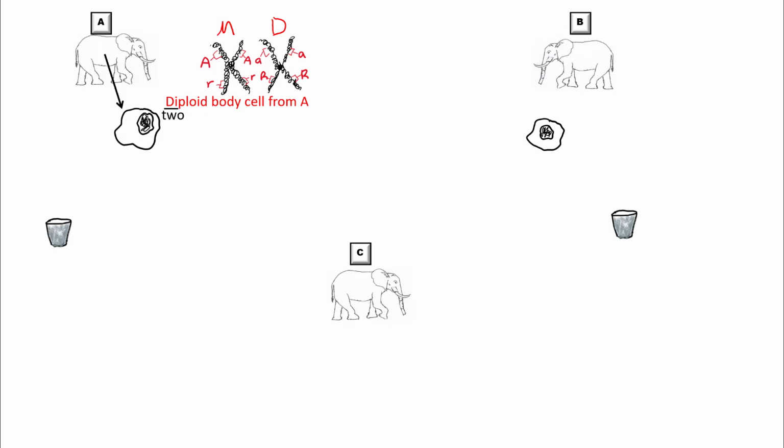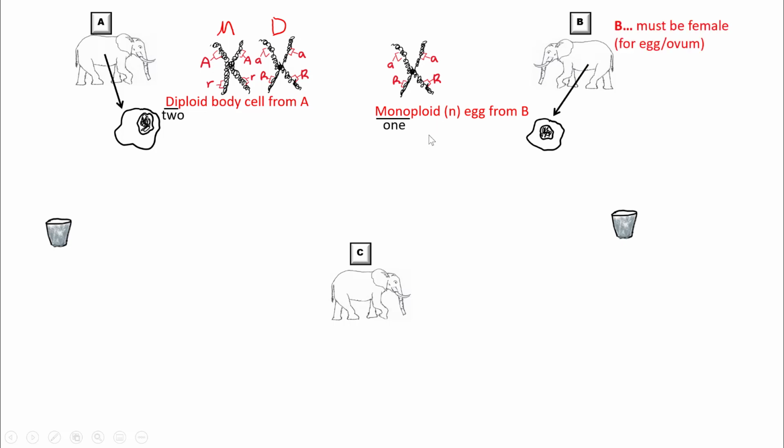From elephant B, we're going to need a different cell. We're going to need a monoploid egg cell from B. Mono means one. Therefore, they don't have two chromosomes for each gene. They have one chromosome. And this chromosome combines with the one chromosome from the male to make a new diploid cell, a new baby in sexual reproduction. B, therefore, since we're getting an egg cell from it, it must be a female. Egg cell is also called an ovum.